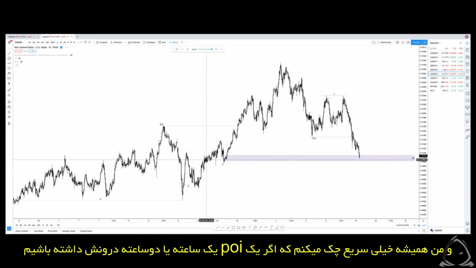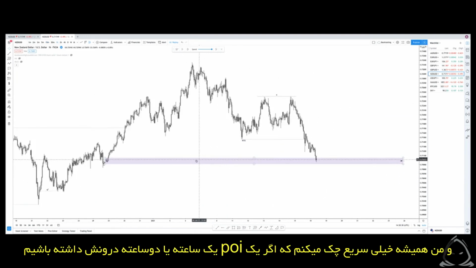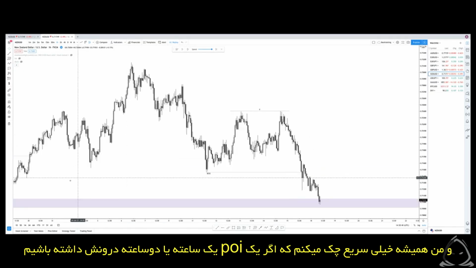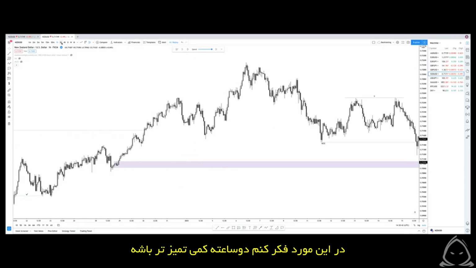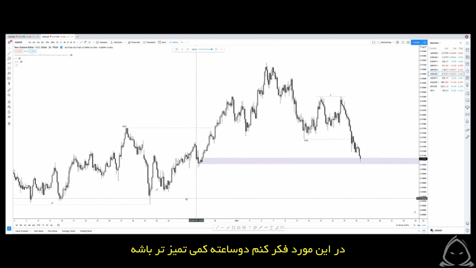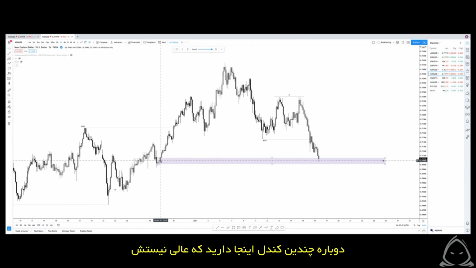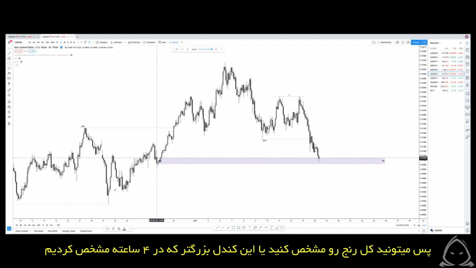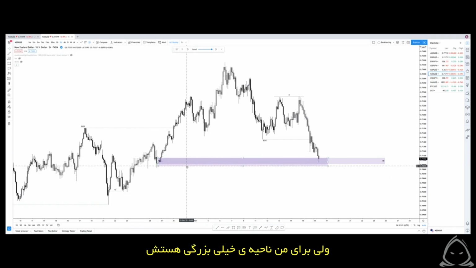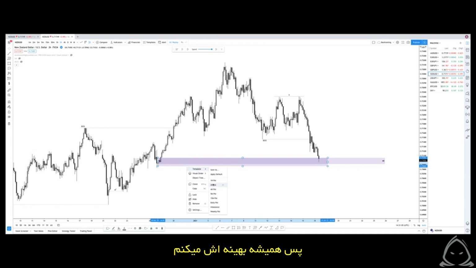So also, just quickly, I will always check if we have an hour or a 2 hour POI inside. In this case, I think the 2 is a little clearer. So you have this bunch of candles here again, which isn't perfect. So you could quite easily take the whole range, or you could use this bigger candle again, which we highlighted on the 4 hour. But for me, again, it's just too large an area, so I will always refine it.